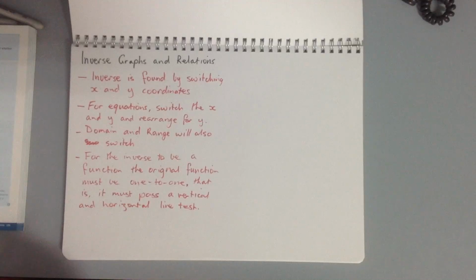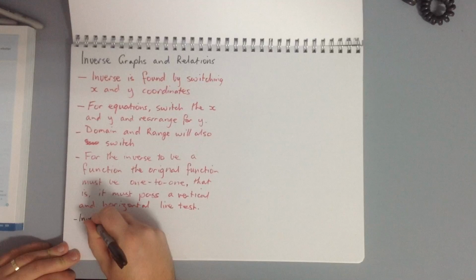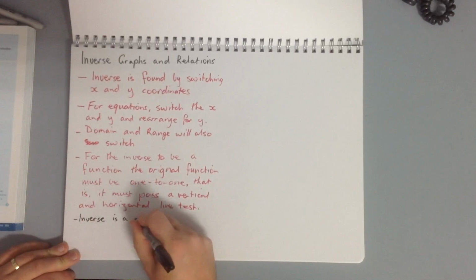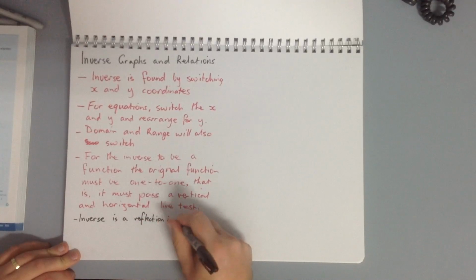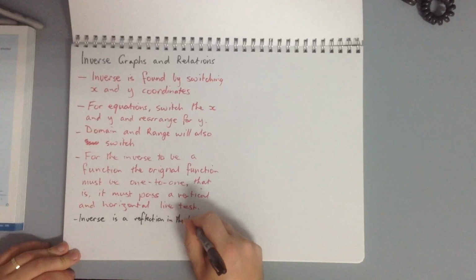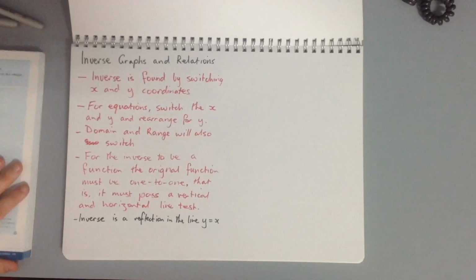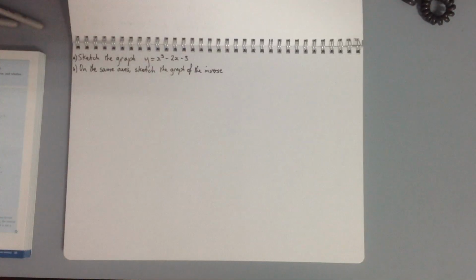Really the idea too with these is that we're doing a reflection in the line y equals x. So the inverse is a reflection in the line y equals x. Okay, so we'll have a look at a worked example. This section is not too long, so hopefully we'll get to it pretty quickly.